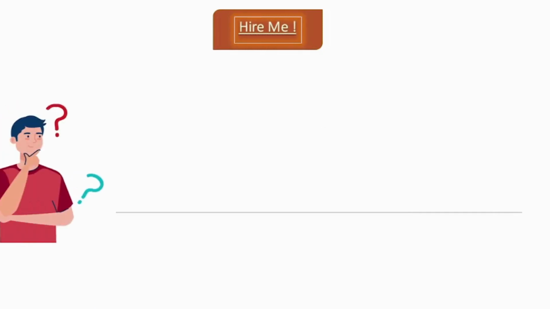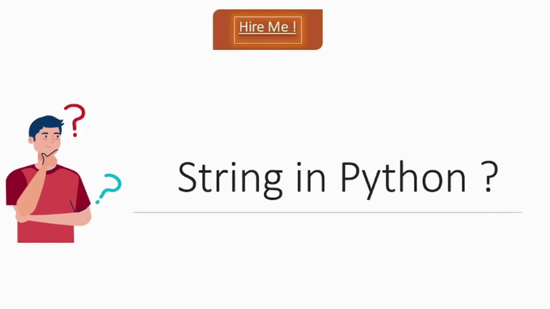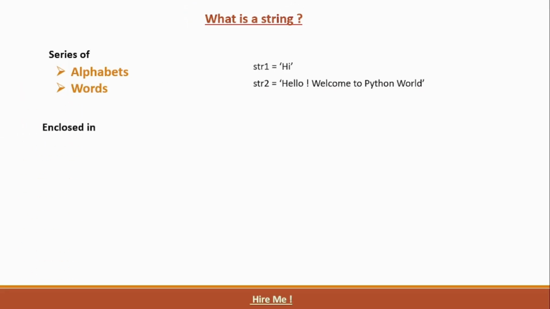Today I have come up with a topic about what is a string in Python. So let's begin. So let's first understand what is a string. A string is nothing but a series of alphabets or a series of words. A string in Python is always included either in a single inverted comma or in a double inverted comma.